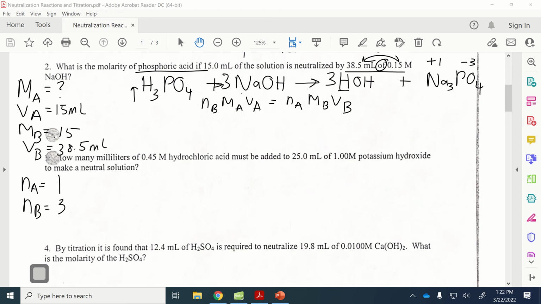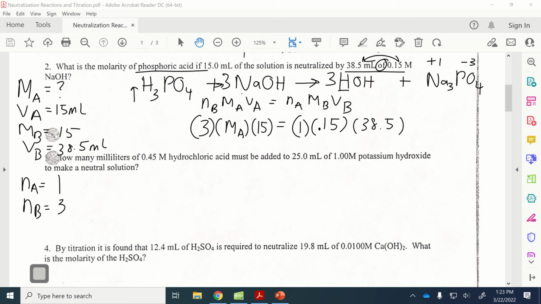So therefore, I have all of the numbers I need for this, and I can go ahead and start plugging in and solving. So this would be 3 times the molarity of the acid, I don't know, times the volume of acid, 15, equals 1 times 0.15, I want to make sure I have the right number, it looks like 15 over there, times 38.5 milliliters. As long as the units for volume are the same, we can leave it like that. We don't need to convert it.